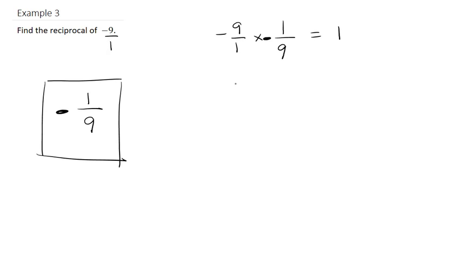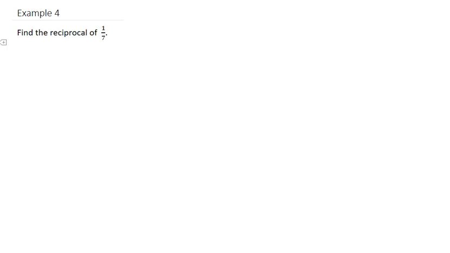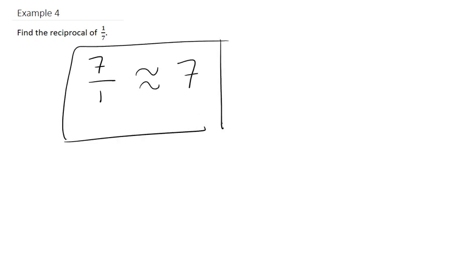Now let's do another example. Find the reciprocal of 1/7. So we put the 1 on the bottom and the 7 on the top, so we get 7/1, which is the same as just saying 7. So we can put either one as our solution, and that would be the correct answer.